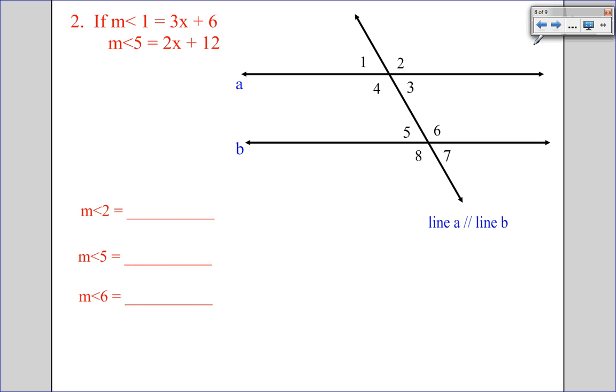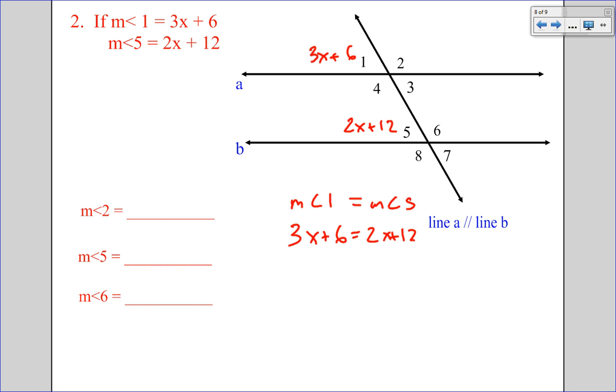Let's look at one more example. Here we have the measure of angle 1 equals 3x plus 6. We have the measure of angle 5 equals 2x plus 12. Now you have to ask yourself, how are these two angles related to each other? Well, we know that they're corresponding angles, and we know that corresponding angles are congruent. So I can say 3x plus 6 equals 2x plus 12. Of course, if I wanted a geometry setup, you could say measure of angle 1 equals measure of angle 5.